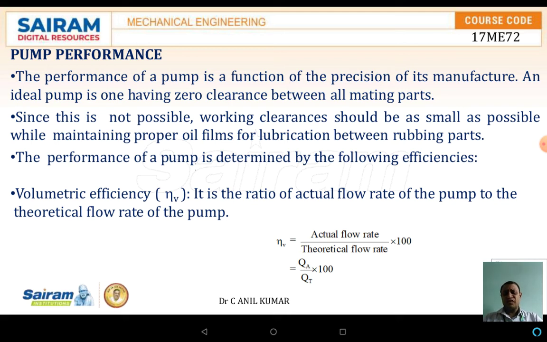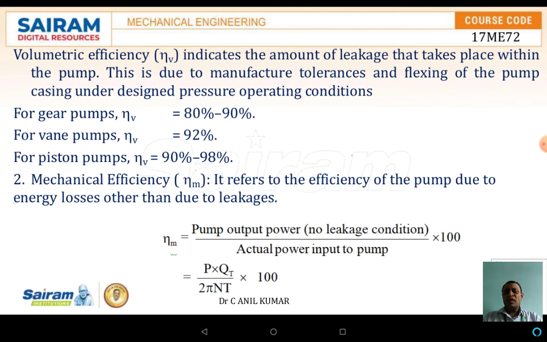The first one we are discussing is volumetric efficiency. Volumetric efficiency is defined as the ratio of the actual flow rate to the theoretical flow rate. It is expressed as a percentage. The volumetric efficiency indicates the amount of leakage that takes place within the pump. This is due to manufacturing tolerances or the flexibility of the pump casing, in the design and pressure operating conditions. Gear pumps have an efficiency of around 80 to 90%, vane pumps around 92%, but piston pumps have a volumetric efficiency of 90 to 98%.